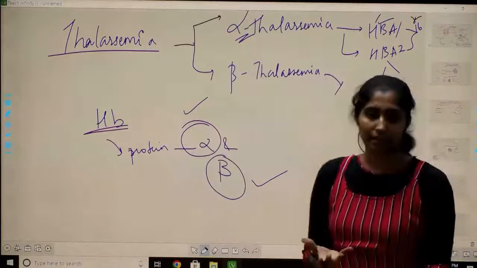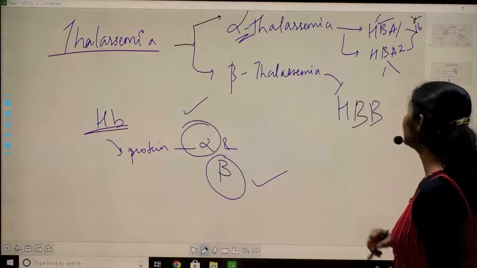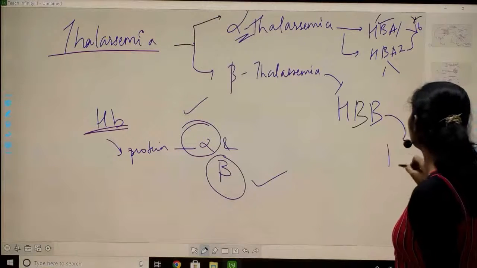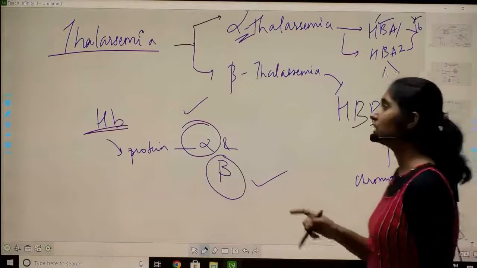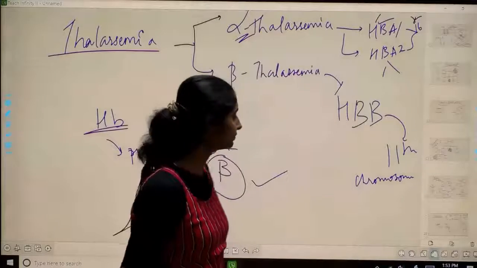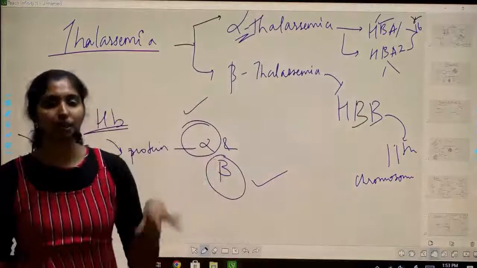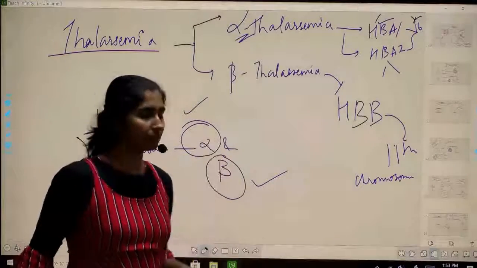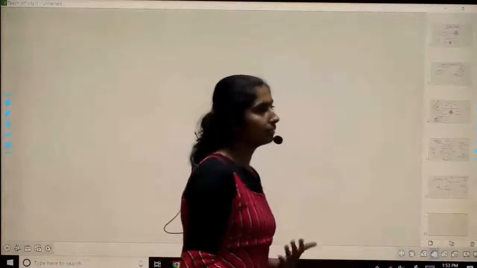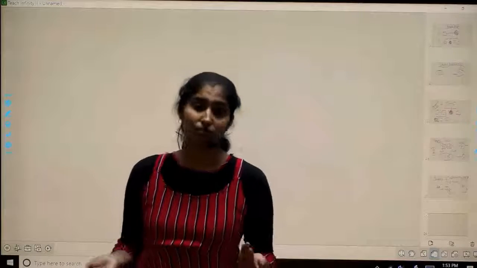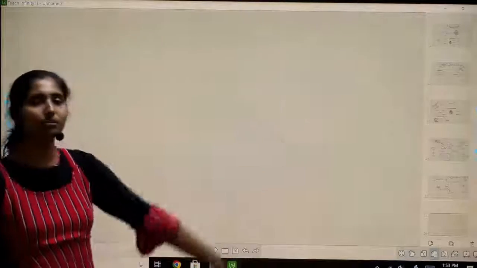In case of beta thalassemia, the gene affected is HBB. This gene is located on the 11th chromosome. So again, if this gene is affected, there would be reduced production of the beta chain, resulting in beta thalassemia. So that was about thalassemia. Another example of an autosomal recessive disorder is phenylketonuria. We had already discussed phenylketonuria in depth, so I'm not going to repeat that here.